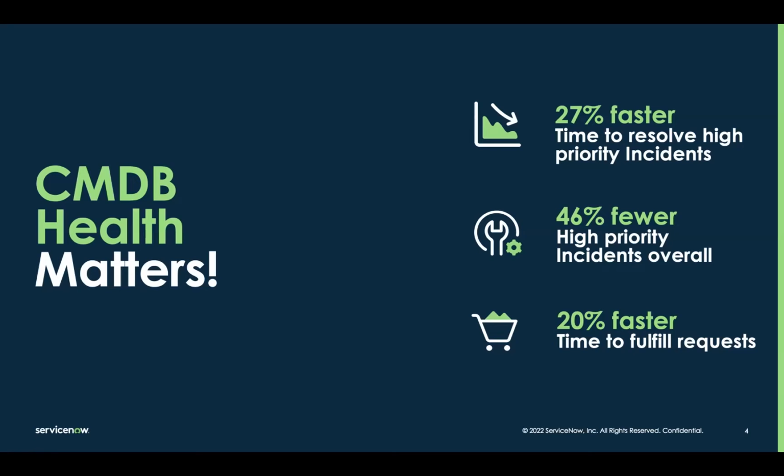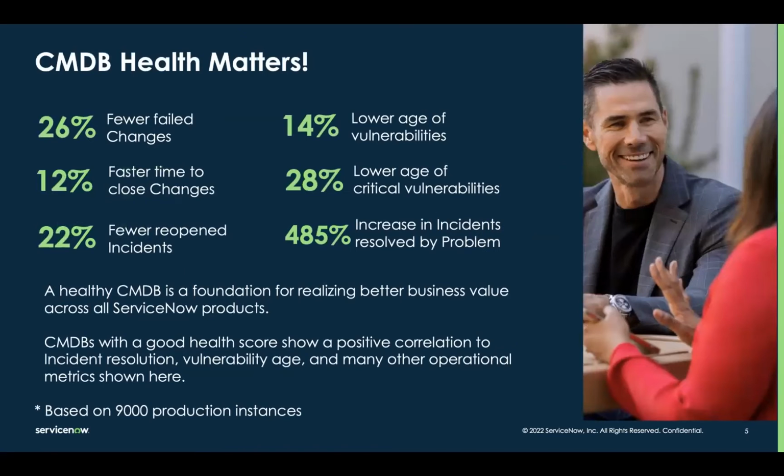Customers who have a healthy CMDB resolve high priority incidents faster. They've got fewer high priority incidents and they fulfill requests faster. And we can see some other ones here as well. Changes tend to go faster and more smoothly. Vulnerabilities have lower age, and certainly lower age on critical ones. And we see incidents get resolved by problem, and sort of great benefits across the board.